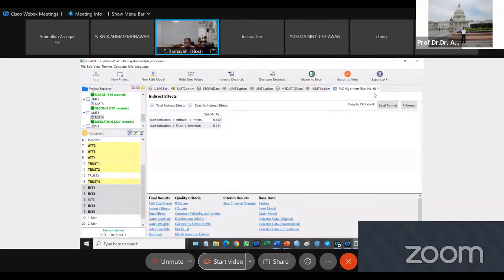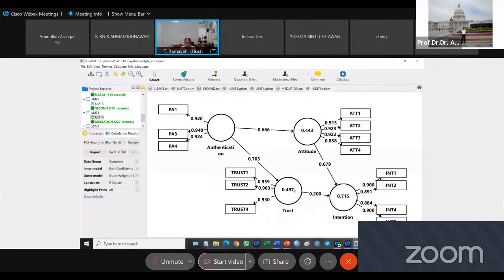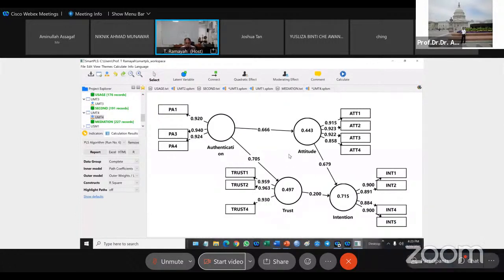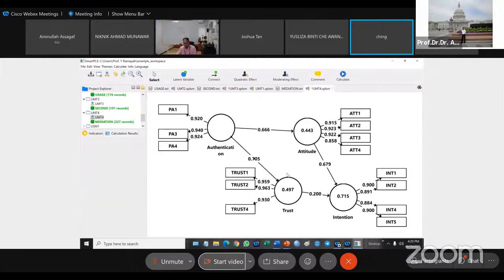Now I'm showing you a different model. We have two mediators. Trust also mediators. So in this kind of situation, when you have two mediators, they take the first mediation plus the second mediation to get the total mediation. In the second one, specific one, they give you this one and this one separately. That's the difference between the specific and total. If let's say we only have one mediator, even though specific also one, the both will be the same number lah.